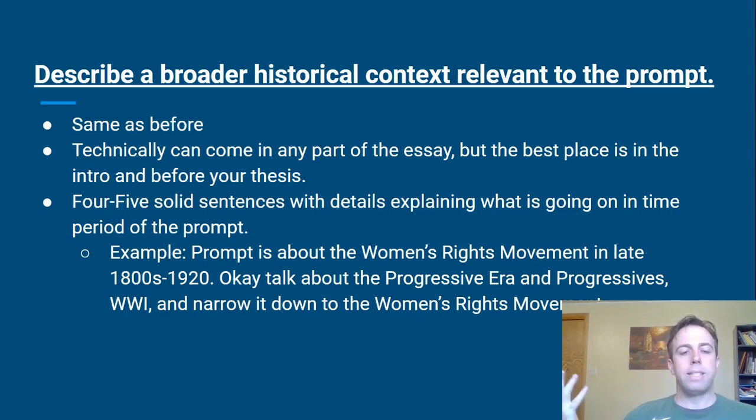So for example, let's say it's about the women's rights movement, late 1800s to 1920. Okay, if you're going to do the context, talk about how does the women's rights movement fit in with the overall progressive era of that time period? What's going on in the progressive era? You know, talk about the progressive presidents, talk about Jane Addams and the Hull House and Jacob Riis and How the Other Half Lives, and then narrow it down to like Alice Paul and the women's rights movement.